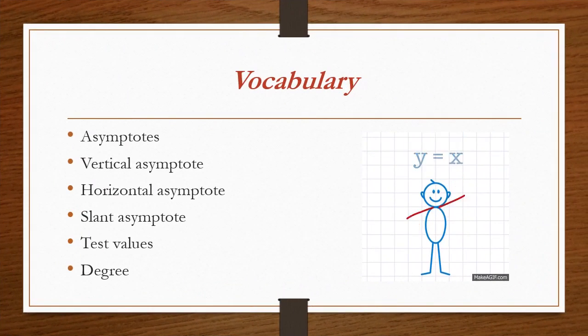Vocabulary we'll be using: asymptotes, vertical asymptote, horizontal asymptote, slant asymptote, test values, and degree.